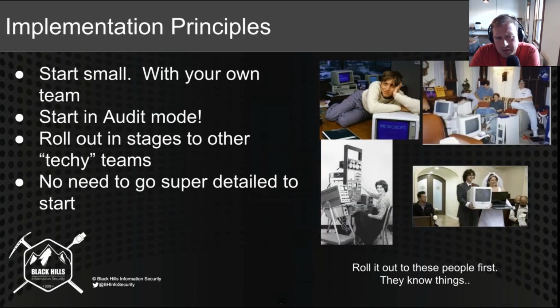Start small. Start with your own security team. You could also start in audit mode. You aren't actually locking things down completely. You're auditing to see what it would have blocked through a normal day. And then you can easily create AppLocker rules for the different publishers, code signing certificates, to allow them to run. Roll it out in stages.